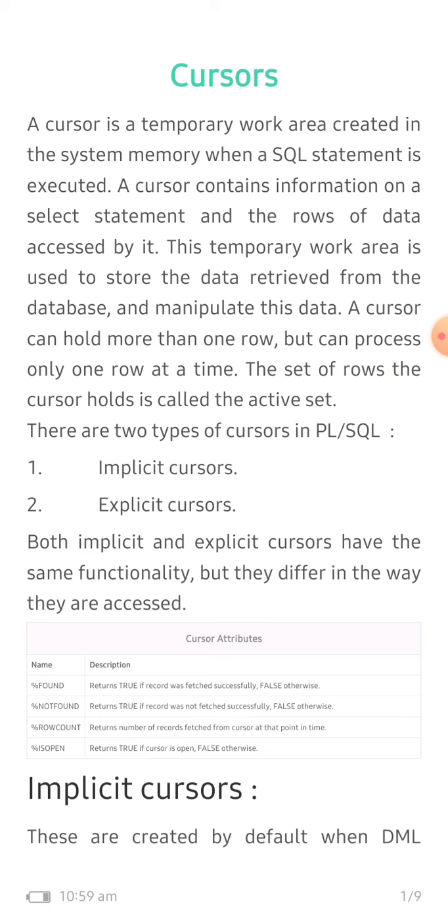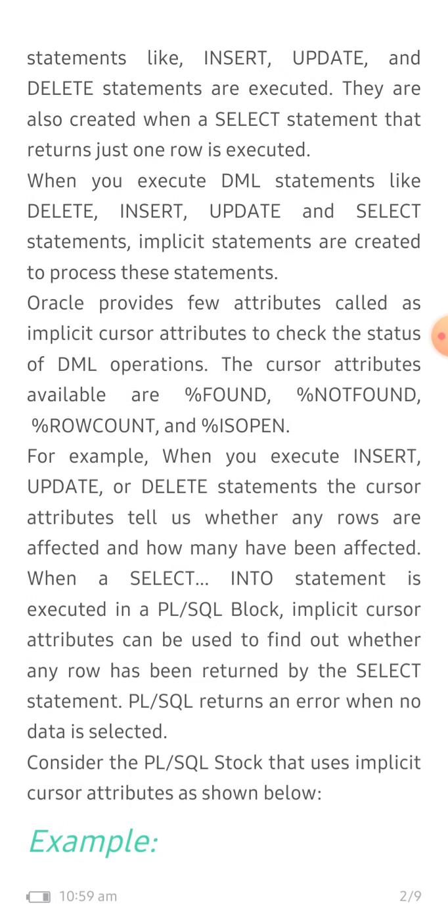Now we will discuss the implicit cursor. These are created by default when DML statements like insert, update and delete are executed. They are also created when a select statement that returns just one row is executed. When you execute a DML statement like delete, insert, update and select, implicit cursors are created to process these statements.